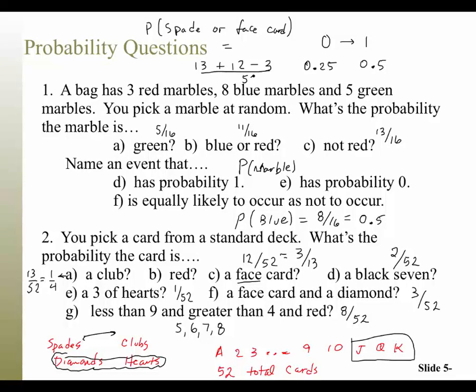That's a little trickier. So when you have "or," you have to watch out for double counting. Counting everything that's both a spade and also a face card twice. You don't want to do that.